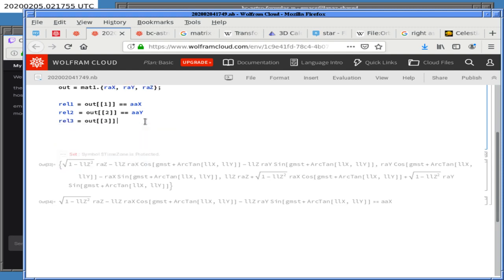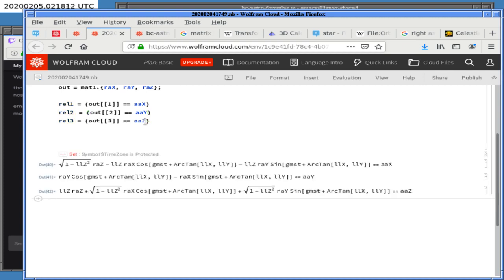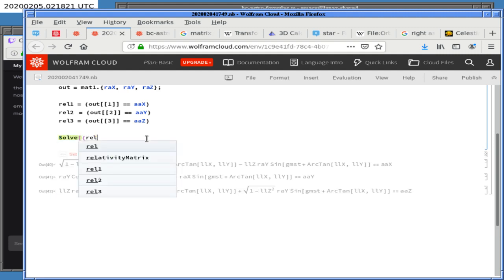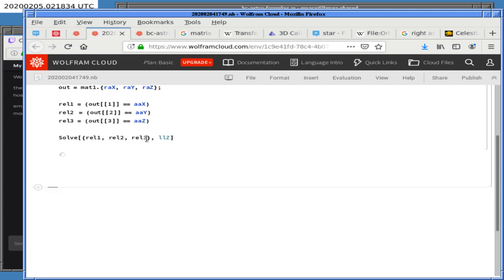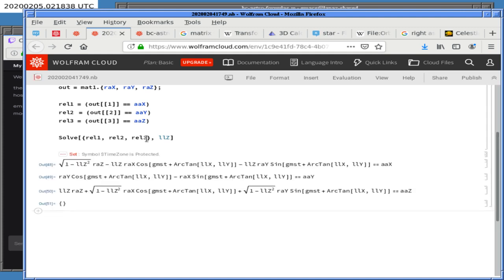We're going to put these in parentheses. I don't think we need them. But anyway, this tells us that each element of the new, translated vector is equal to what it's supposed to be equal to. Okay. So now the question is, can we solve rel 1, rel 2, rel 3 all together for, I don't know, the latitude? Okay, it does not seem to think we can do that, which is almost definitely not true.